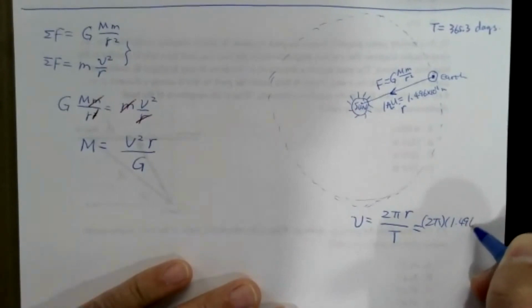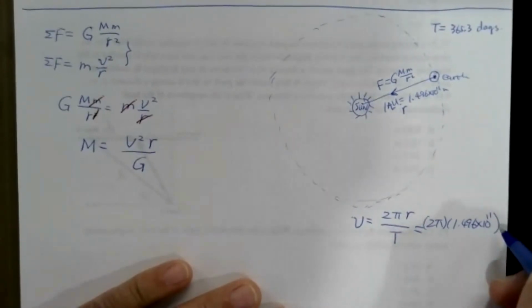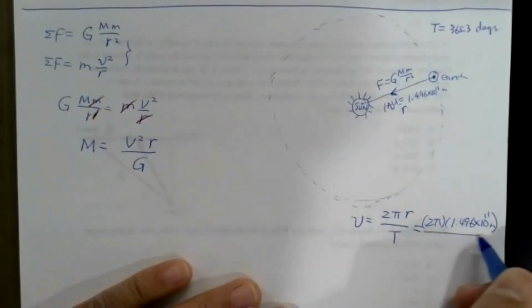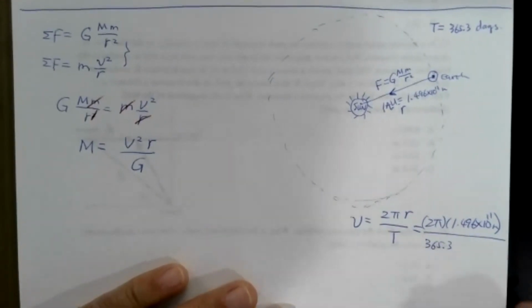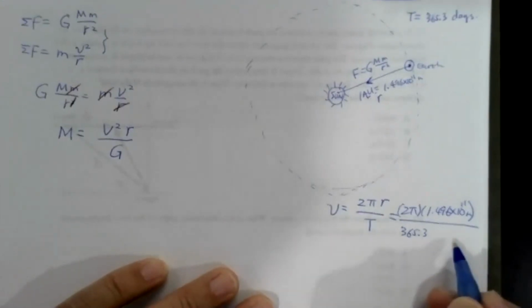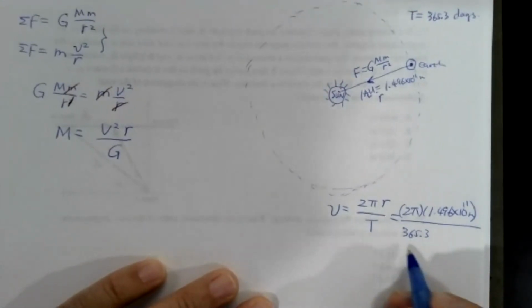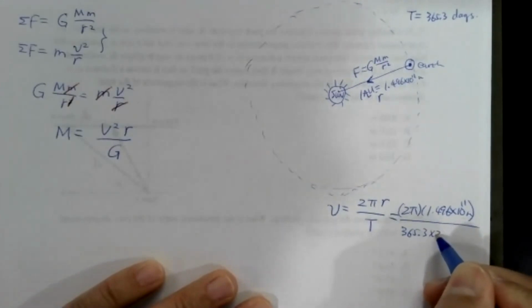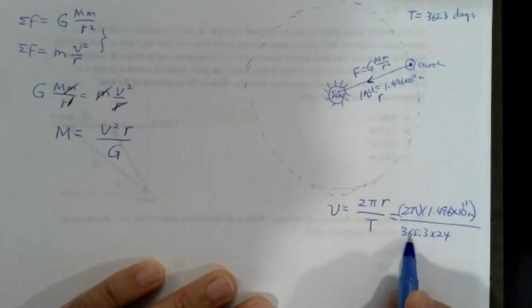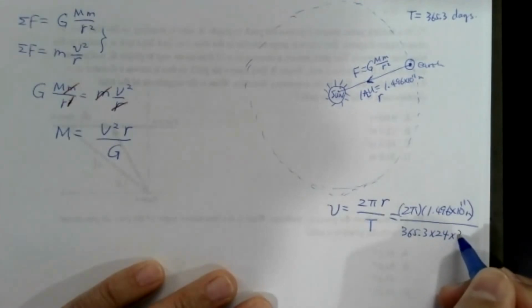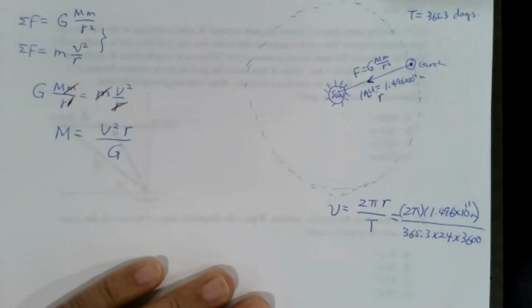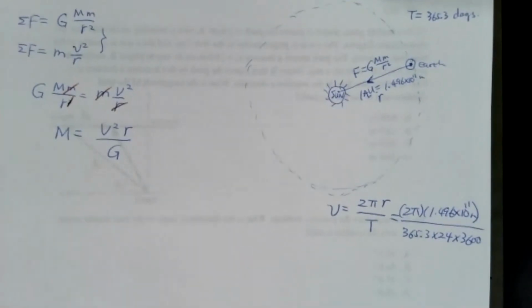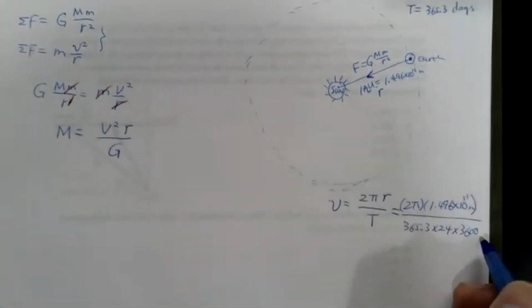So 2 pi times 1.496 times 10 to the 11. Okay, so that's in meters, divided by the period of 365.3. So this is in days, right? So you want to convert days into seconds because seconds is the SI unit for time. So then multiply by 24 because there's 24 hours in a day. Multiply by 3600, that's 3600 seconds in an hour. Okay, so then this should be in seconds in the bottom here now.